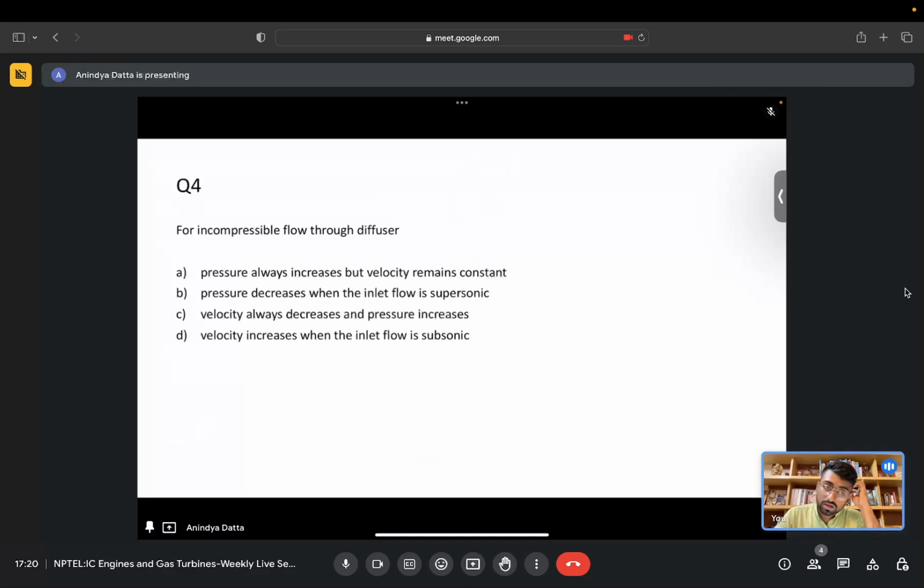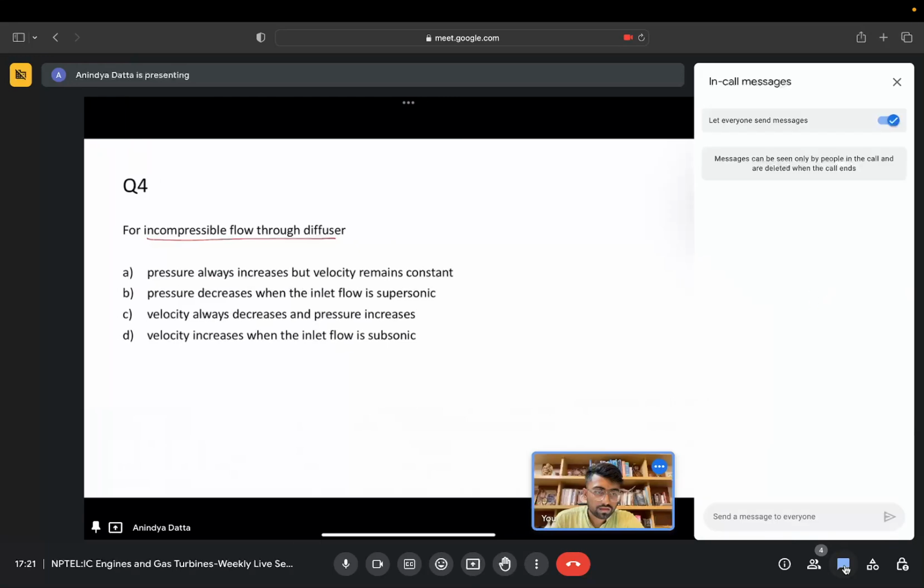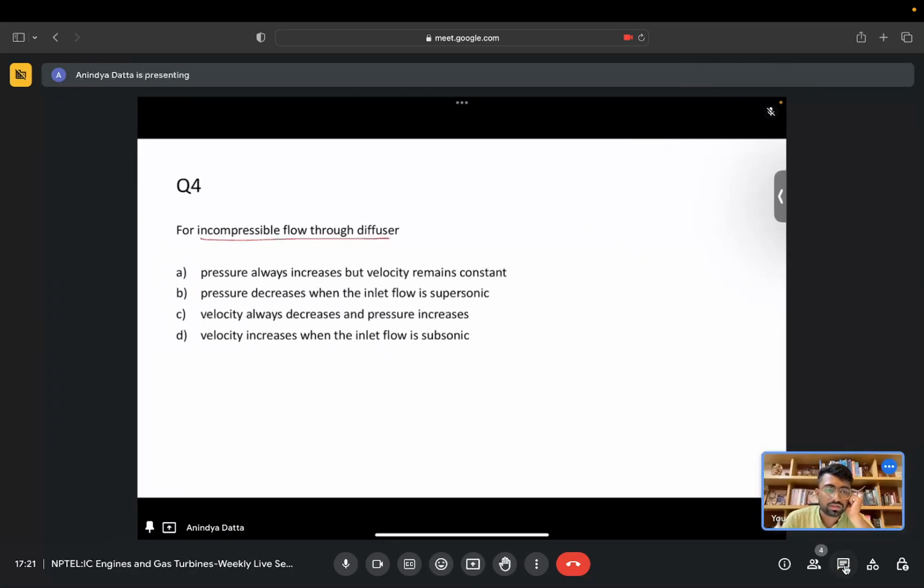Question 4. Now we'll look into questions on nozzles and diffusers. The first question on those topics is, for incompressible flow through a diffuser, the options are: A, pressure always rises but velocity remains constant. Option B, pressure decreases when the inlet flow is supersonic. Option C, velocity always decreases and pressure increases. And option D, velocity increases when the inlet flow is subsonic. So which is the correct answer? You can type in the option in the chat box.